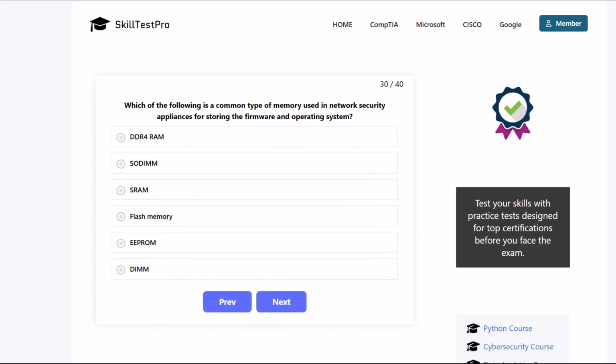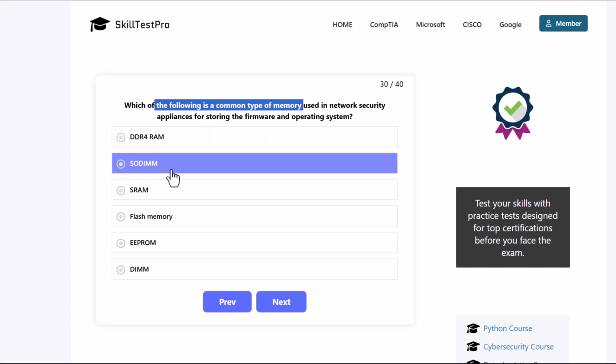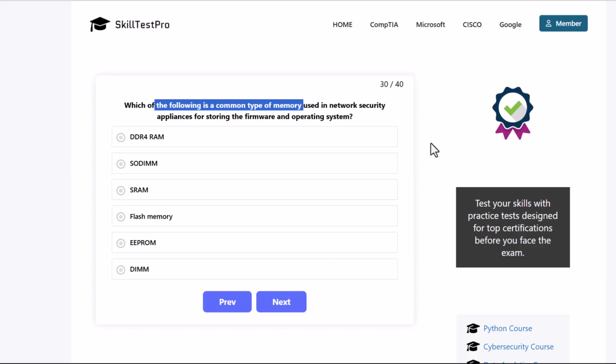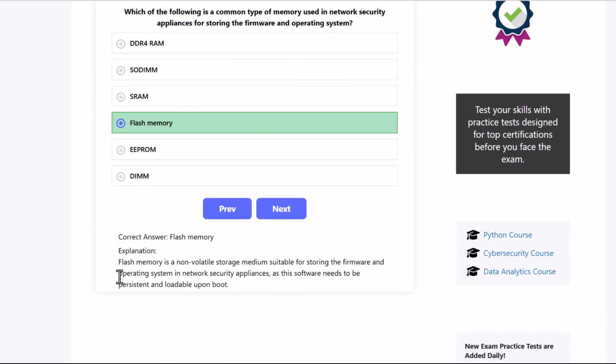And next question, which of the following is a common type of memory used in network security appliances for storing the firmware and operating system? So which memory type is used in network security appliances for storing the firmware and operating system. DDR4, SODIMM, SRAM, flash memory, EEPROM or DIMM. And here the correct answer is flash memory, as flash memory is a non-volatile storage medium suitable for storing the firmware and operating system in network security appliances, as this software needs to be persistent and loadable upon boot.